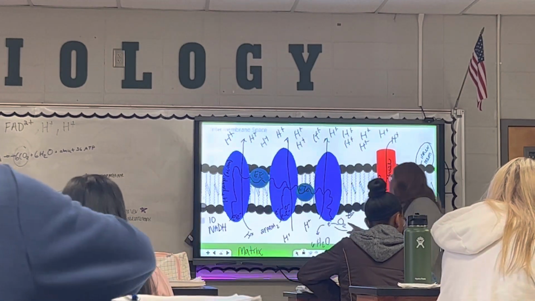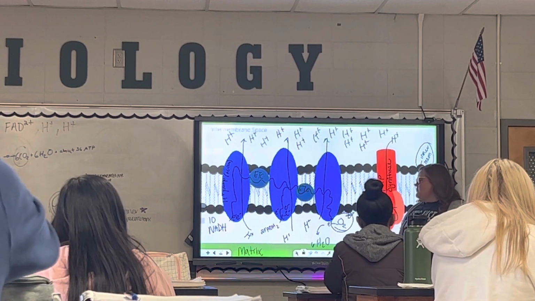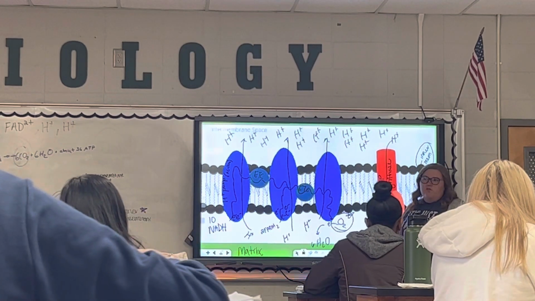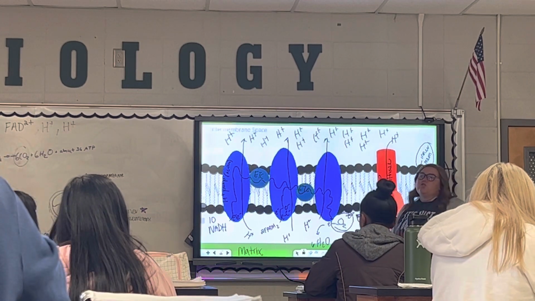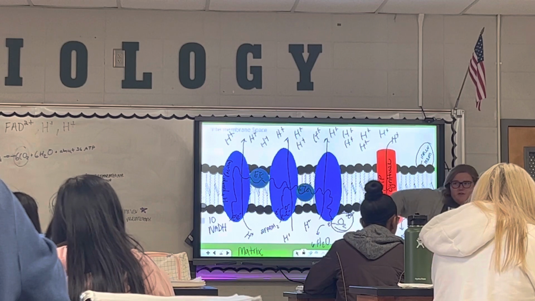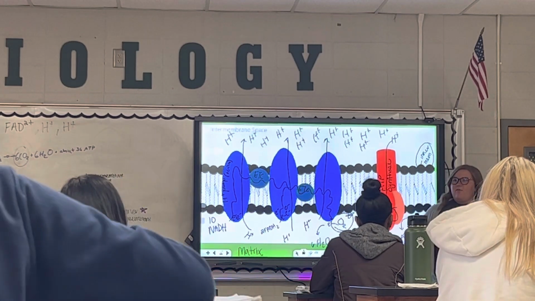Alright, so this oxygen, it's just a reactant. So it's hanging out in the matrix. So there's all these oxygens there, and it's just pulling electrons towards it. So as soon as one oxygen picks up 2 hydrogen ions and the electrons and makes water, another one comes in. That's why they're very important.